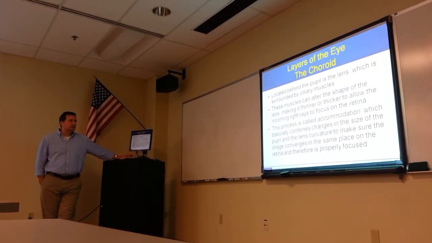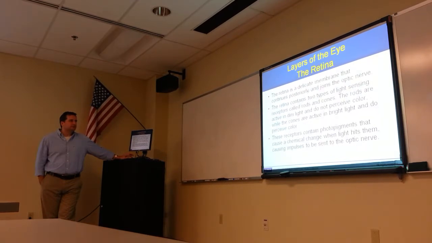Okay, behind the pupil is a lens. The lens can change shape, becoming thicker or thinner, allowing light to come in and focus on the retina. This process is called accommodation, which changes the size of the pupil and the curvature of the lens to make sure that the light goes to the right place. You'll see that when we talk about accommodation.